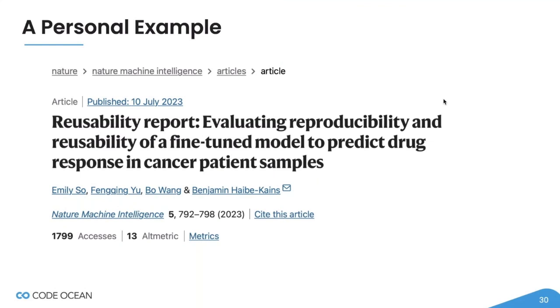The original study I was doing it on was from the IDGR lab in Nature Cancer, and it was evaluating a fine-tuned model to predict drug response in cancer patient samples trained on large cell line data sets like GDSC, GCSI, and CTRP. And it was training to determine whether drug response with respect to continuous IC50 values could be predicted in patient-derived xenografts.